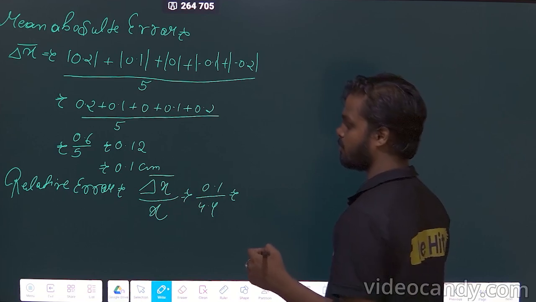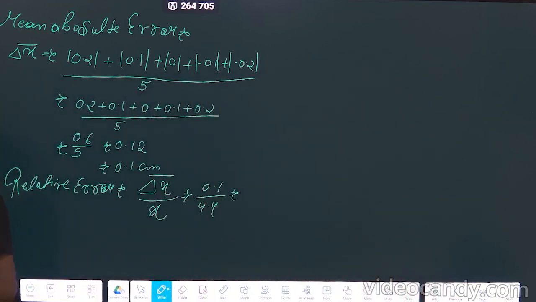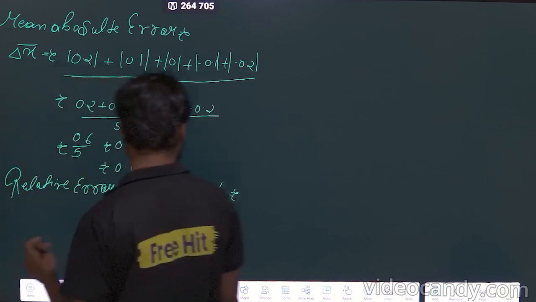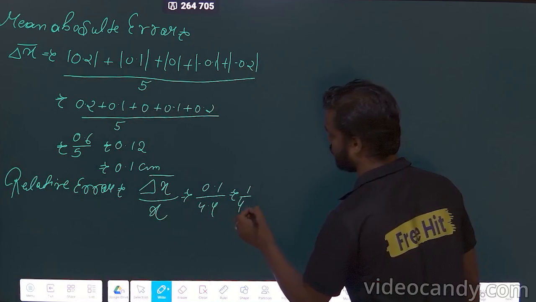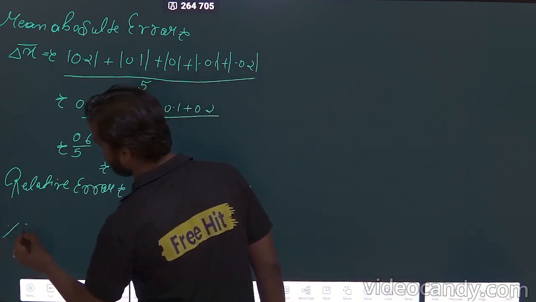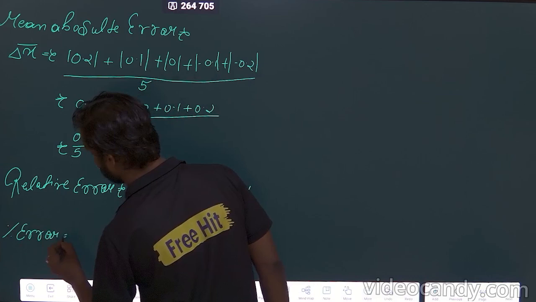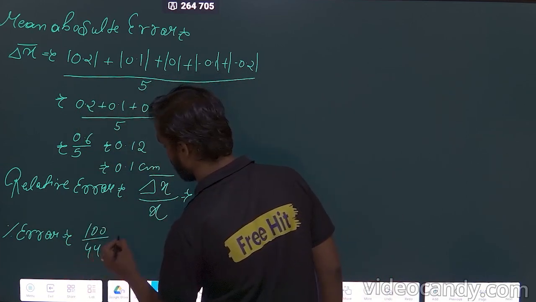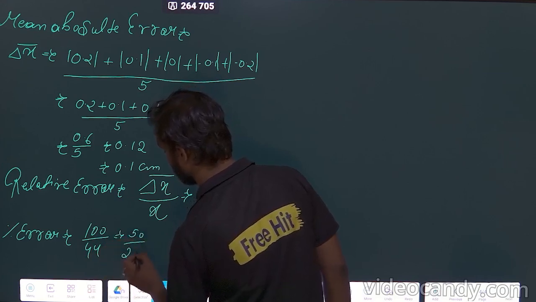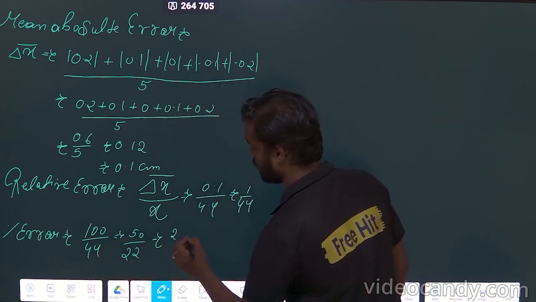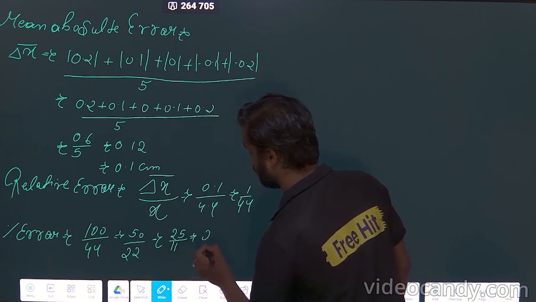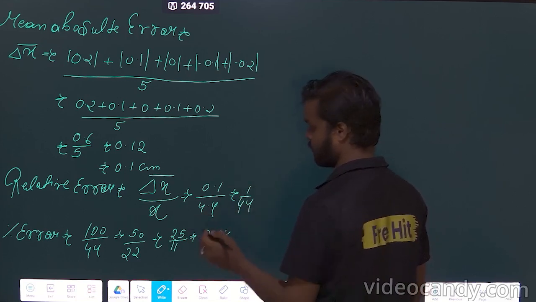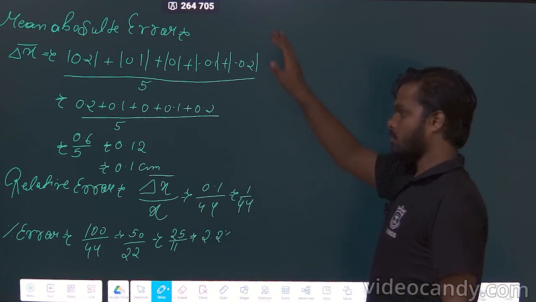1 by 44 means how much? Let me use calculator. Let it be 1 by 44 only. Then we have the percentage error. So what is my percentage error? 1 by 44 into 100, so 100 by 44, and that will be 50 by 22, so it is 25 by 11. Then after that we will write 2.2%, something like that. Okay, so this is how we calculate everything.